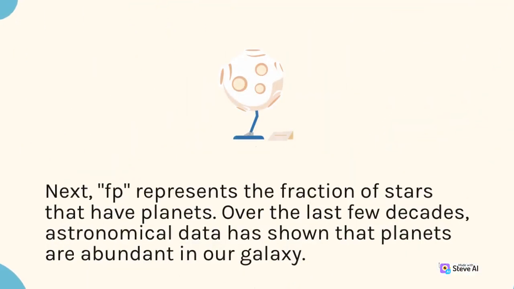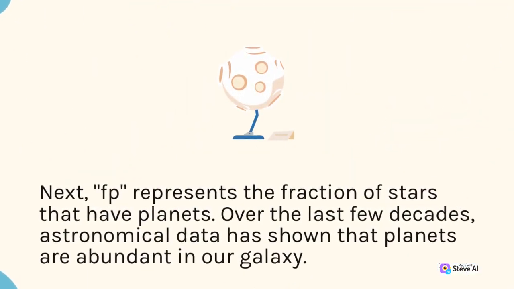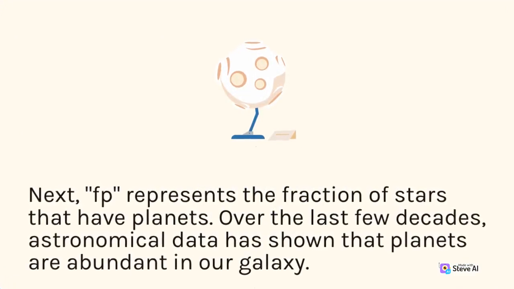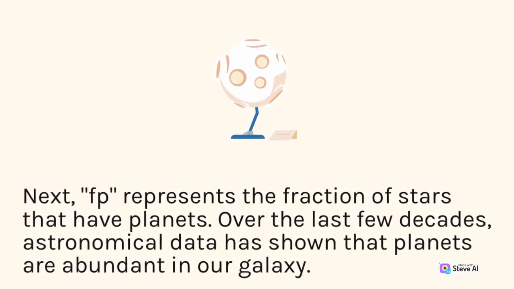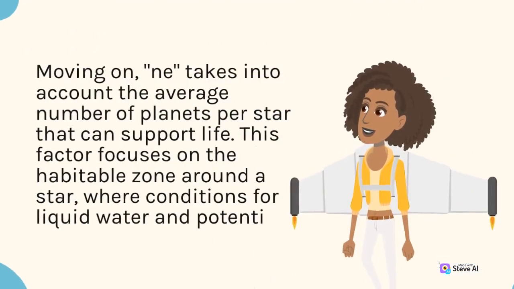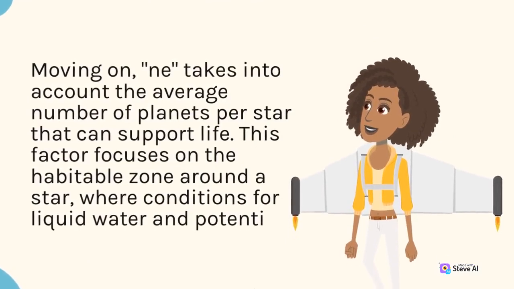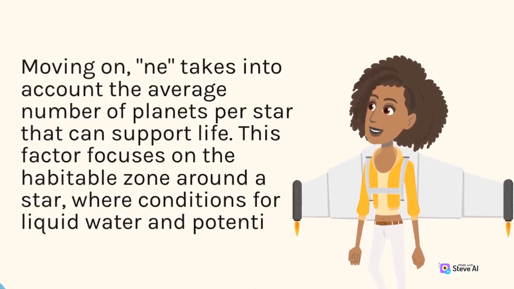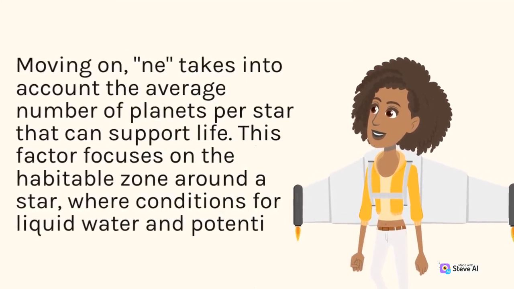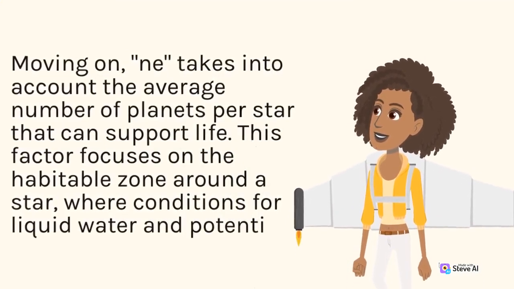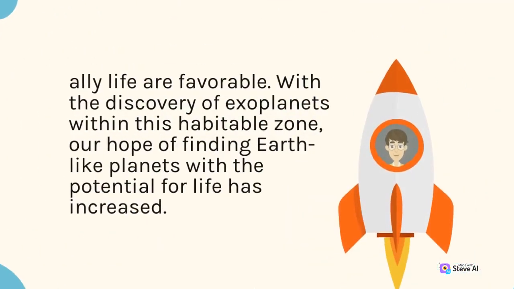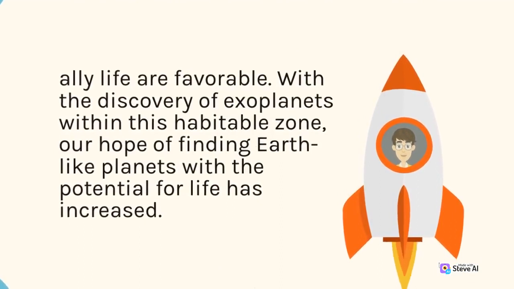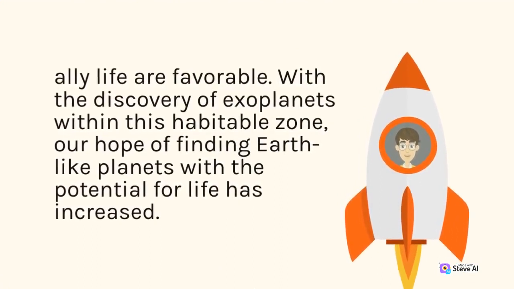Next, FP represents the fraction of stars that have planets. Over the last few decades, astronomical data has shown that planets are abundant in our galaxy. Moving on, Ni takes into account the average number of planets per star that can support life. This factor focuses on the habitable zone around a star, where conditions for liquid water and potentially life are favorable. With the discovery of exoplanets within this habitable zone, our hope of finding Earth-like planets with the potential for life has increased.